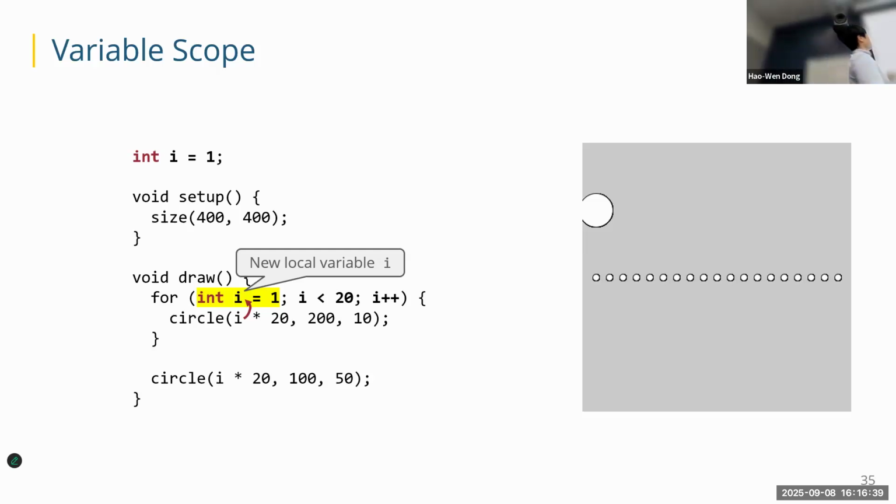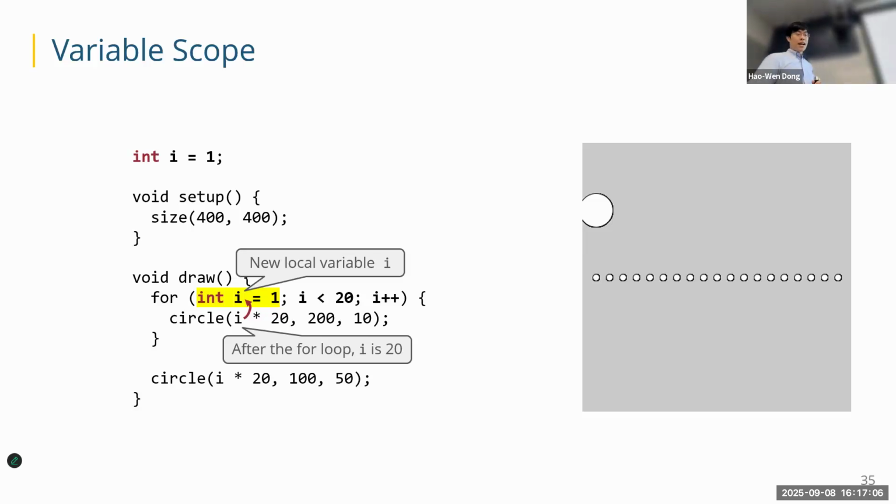And after the for loop, i will be 20. So because you go from i equal 1 all the way to 20. So at the end, i should be 20. But now if you look at the bottom code here, circle i times 20, 150. This i should be 20, but it is not that. The i is now becoming just 1. So this line is for this ball because it has a larger radius.